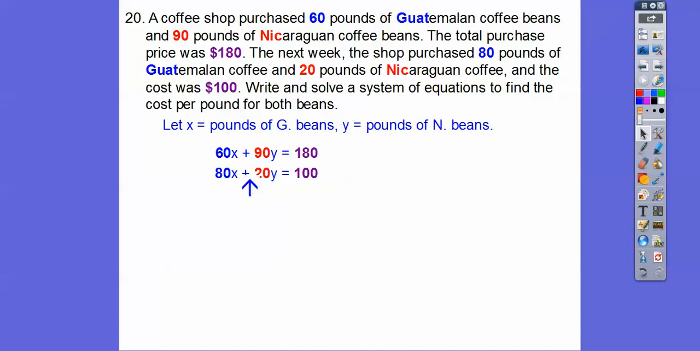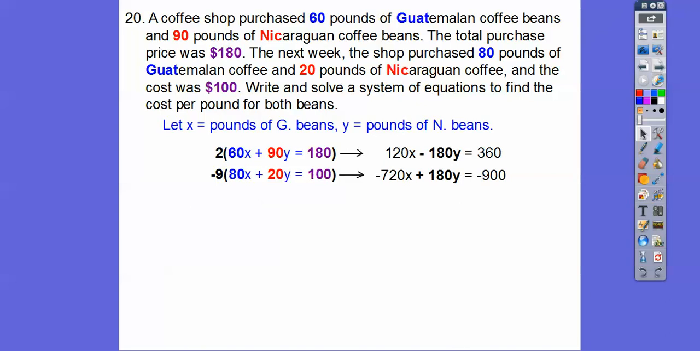So we make one of them a negative 180 and one of them a positive 180, and I forgot which one I did. Okay, so I multiplied the top one by a positive 2 and the bottom one by a negative 9, and when I did that, I got those equations. Notice once we do that, when we add them together, here's negative 180y, positive 180y. So we just add these. 120 minus 720 is negative 600. 360 minus 900 is negative 540.